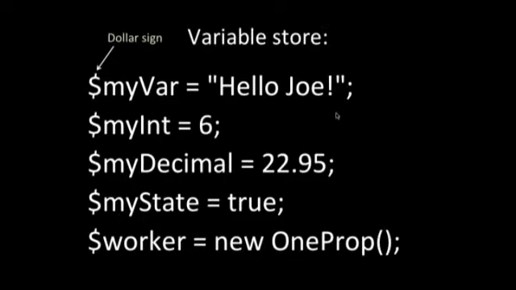Variables are identified by dollar signs in PHP. So here you have a variable called myvar equal hello Joe. You have another one called myint, and it's assigned a value of 6. My decimal is assigned a value of 22.95. Now, an important thing to know about PHP, it really doesn't care about the nature of the value that you assign to a variable. So if you assign myint 6.5, it's perfectly happy, or if you assign nothing but integers to my decimal, it's perfectly happy. In fact, you can assign it a string or whatever you want.